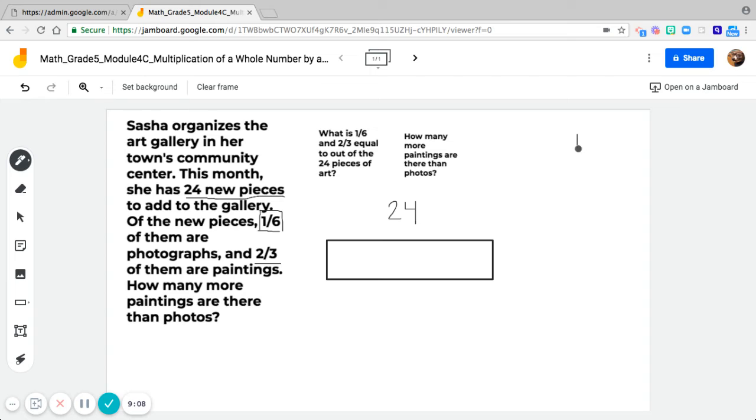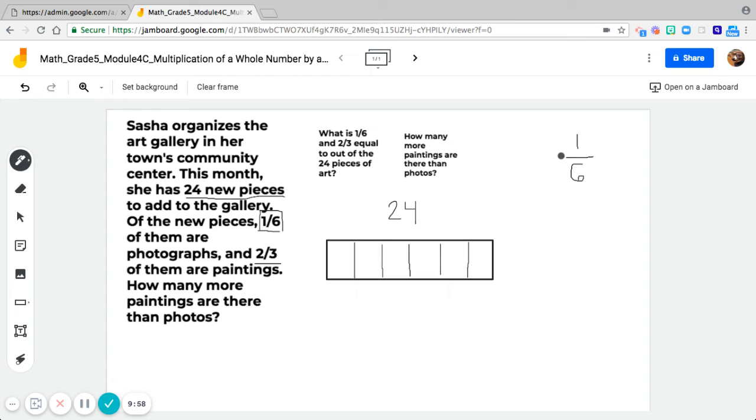Okay, so 1/6. So we have a whole, right? Again, this tape diagram is representing our whole, which is the 24 pieces of new artwork. Now, what we spoke about in the past with the fraction is that our denominator represents the amount of parts that are within the whole. So this fraction, 1/6, is telling me that this whole is to be cut into 6 parts. So I'm going to do that now. 1, 2, 3, 4, 5, 6. So we have 6 parts within this whole of 24.